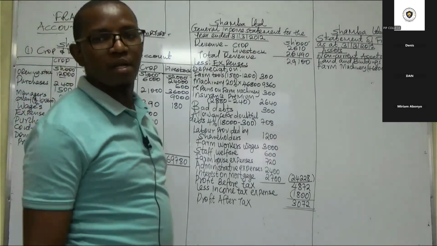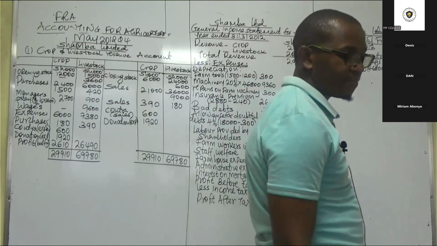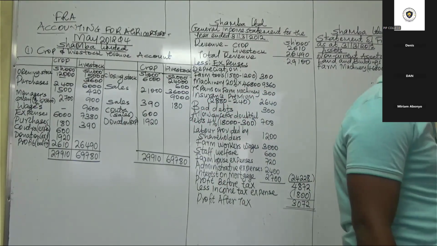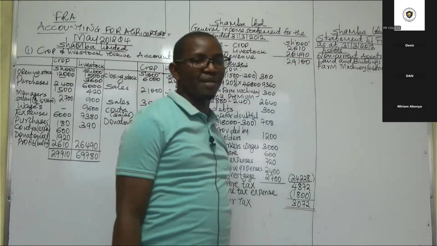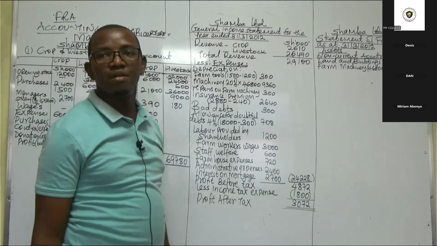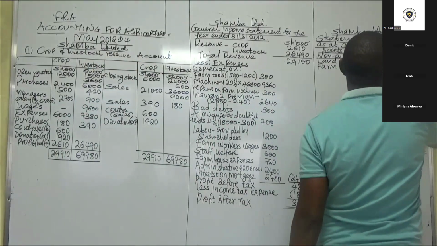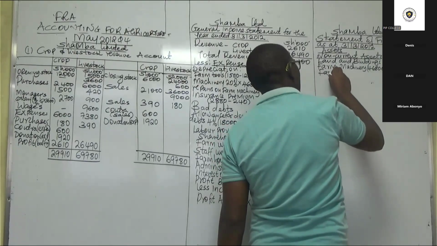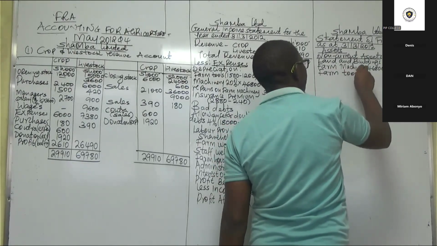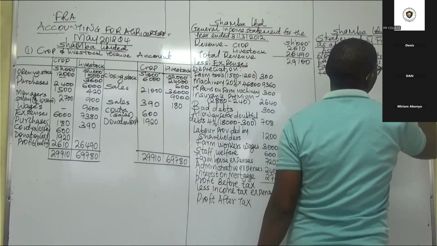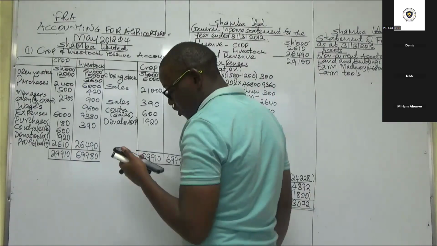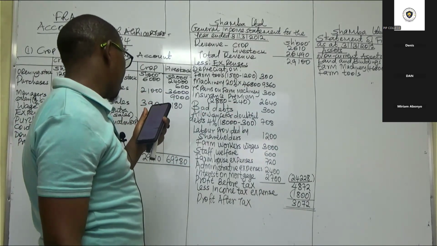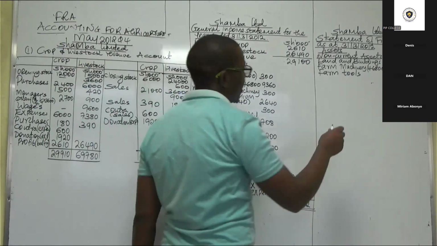How much have you got? Gideon, how much have you got? 37,440. We also have farm tools. Farm tools were written down to how much? As at 31st March 2012 was 1,200. That is on what we call the non-current assets.